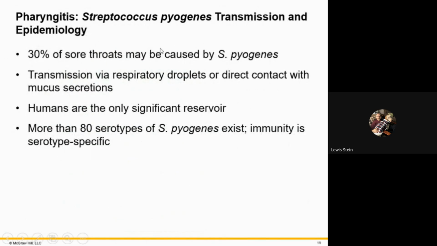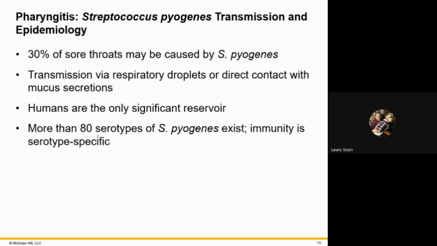So 30% of sore throats, good ballpark figure, respiratory, direct contact, human to human, 80 different serotypes. So the fact that you got a strep throat 6 months ago doesn't preclude you getting it. When they talk about serotypes, that's typing them in your serum, in that portion of your blood, which is basically your plasma minus the clotting factors, called serum. So we used to refer to serotypes, meaning these are all different.